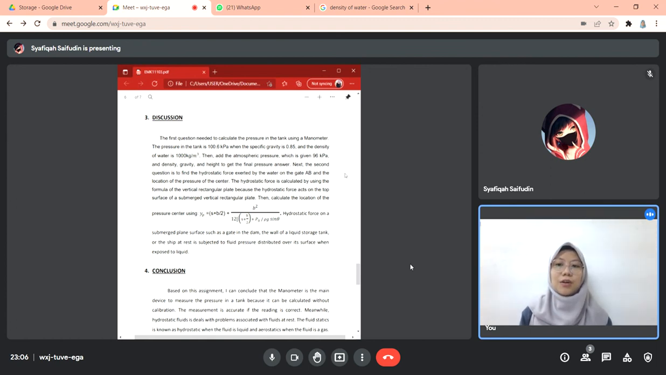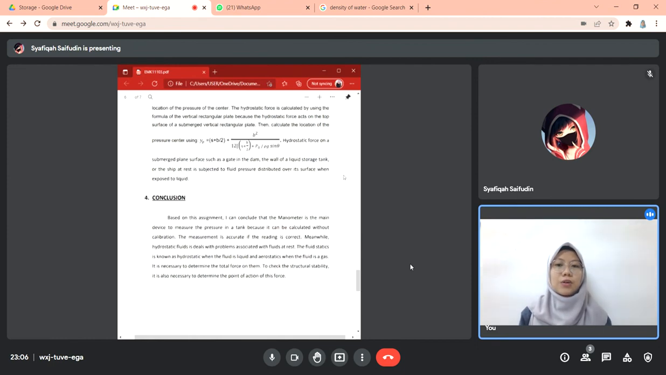So lastly is the conclusion. Based on this assignment, I can conclude that the manometer is the main device to measure the pressure in a tank because it can measure without a calibration. The measurement is accurate if the reading is correct. Meanwhile, fluid statics deals with the problems associated with fluid at rest. The fluid static is known as hydrostatic when the fluid is liquid and aerostatic when the fluid is a gas. It is necessary to determine the total force on them to check the structural stability. It's also necessary to determine the point of action of this force.